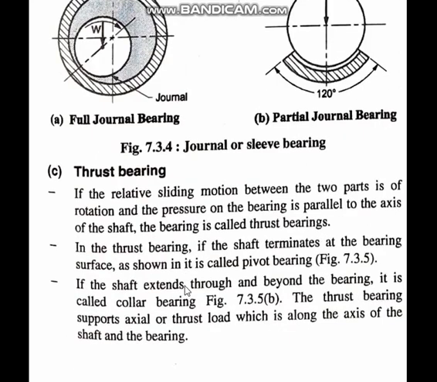Then we have thrust bearings. Thrust bearings means if the relative sliding motion between the two parts is of rotation and the pressure on the bearing is parallel to the axis of the shaft, the bearing is called a thrust bearing.